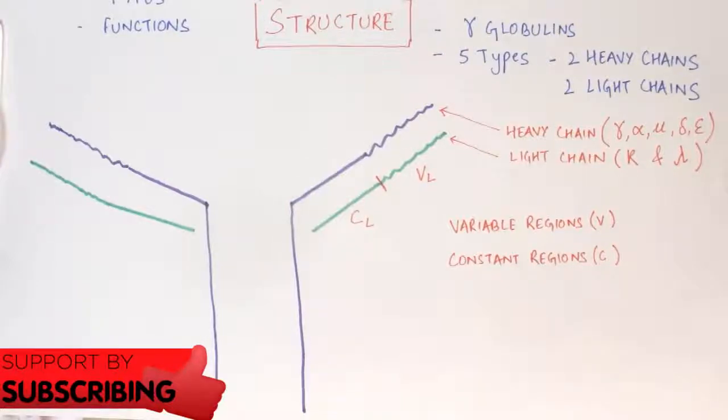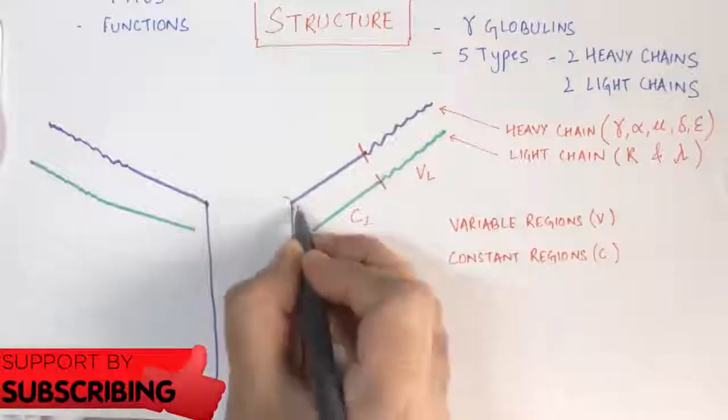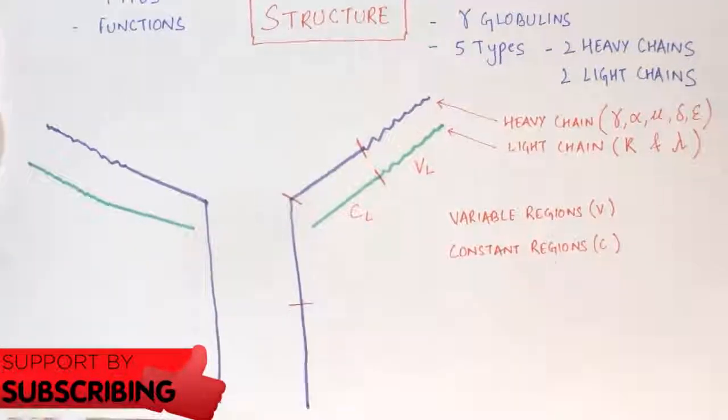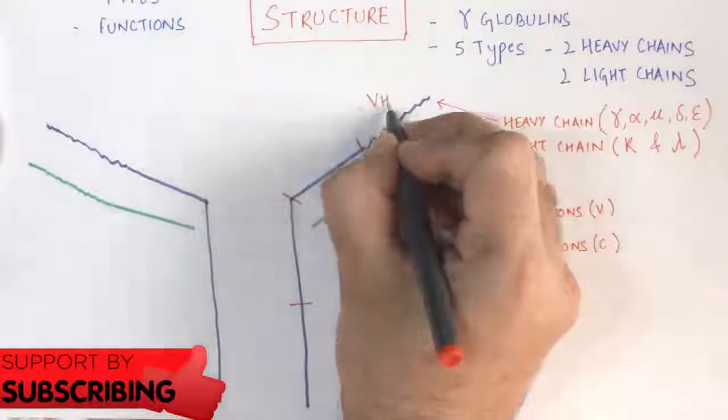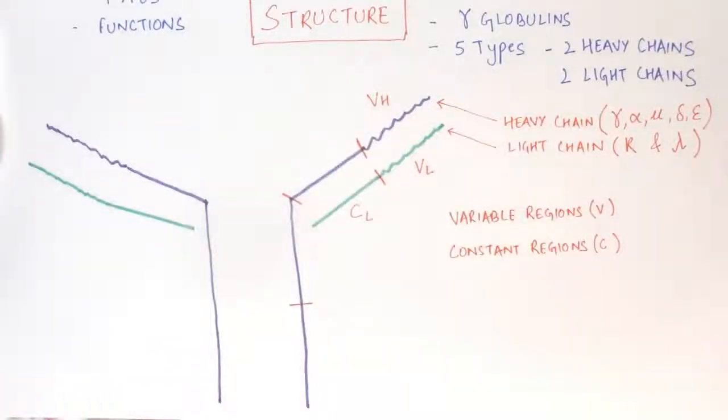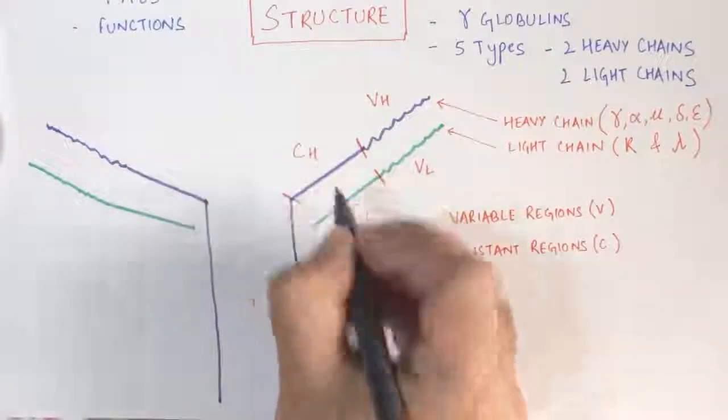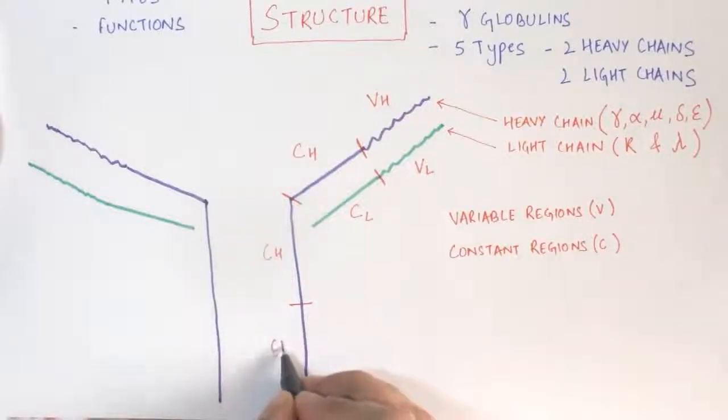Similarly, the heavy chain is divided into 4 parts. The distal 1/4 of it is the variable region of the heavy chain and the proximal 3 parts are the constant regions numbered as 1, 2 and 3.